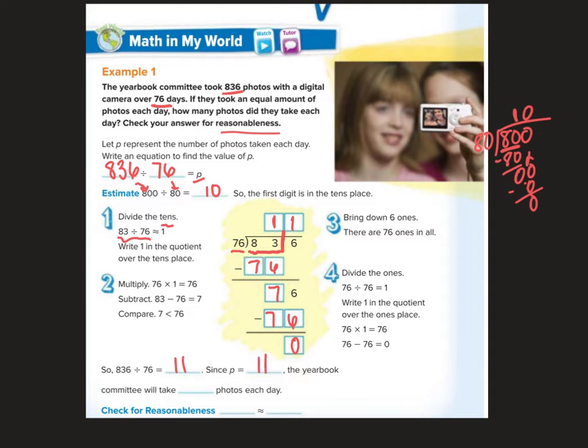Since P equals 11, that means the yearbook committee will take 11 photos each day. And 11 is close to 10, which was our estimate up here. So we're good to go. Nice.